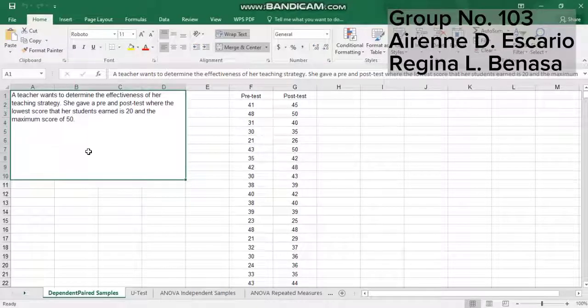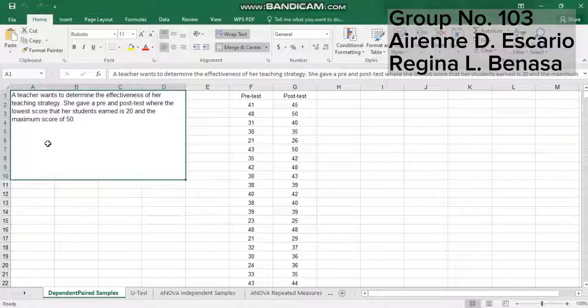Before we proceed to the computation, let us analyze first the given situation. A teacher wants to determine the effectiveness of her teaching strategy. She gave a pre and post test where the lowest score that her students earned is 20 and the maximum score of 50.